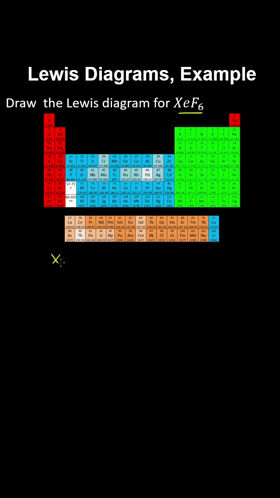So first we determine the valence electrons using the periodic table. So 8 valence electrons for xenon being a noble gas, and 7 valence electrons for fluorine being a halogen. So given we have 6 fluorines, we have a total of 50 valence electrons. And now we draw the skeletal geometry with the least electronegative atom in the middle, being the noble gas, which has a stable outer shell.